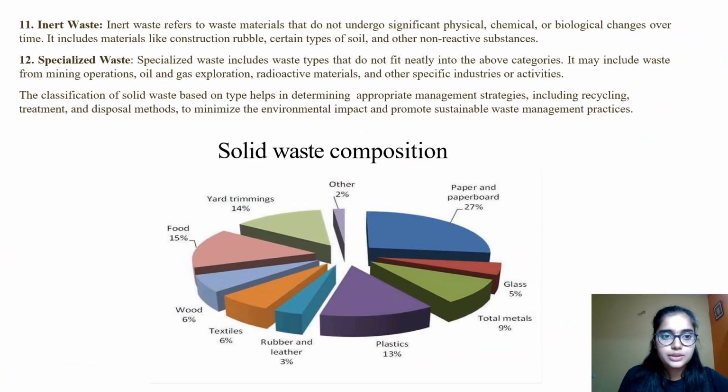11th is inert waste. Inert waste refers to waste materials that do not undergo significant physical, chemical, or biological changes over time. 12th is specialized waste. Specialized waste includes waste types that do not fit neatly into the above categories. It may include waste from mining operations, oil and gas exploration, radioactive material, and other specific industries or activities.